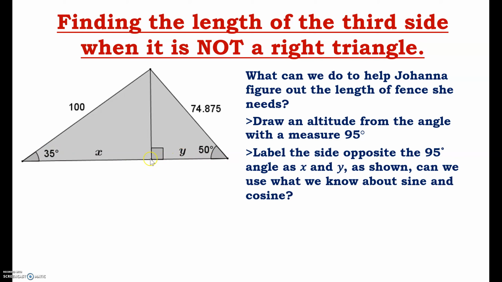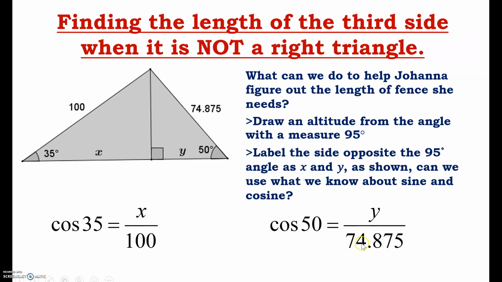We also need to find this length y, and we have the 50 degrees here. And this happens to be also the adjacent, and this 74.875 is the hypotenuse, so we can also use cosine in this case. So we can figure out the ratio of cosine of 35 and cosine of 50 and plug in the ratios using SOHCAHTOA, so we're going to use CA. So cosine of 35 is going to be x over 100, cosine of 50 is going to be y over 74.875.